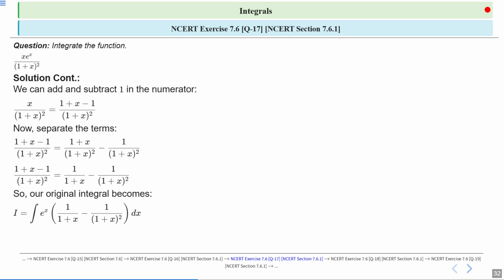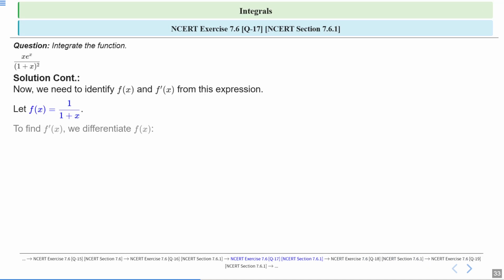Now we separate this as first term and second term. Now we have to choose which function we should take as f(x), and there must be its differentiation part, that is f dash x. So when we differentiate 1 by (1 plus x), we need to identify f(x) and f dash x. So let f(x) is equal to 1 by (1 plus x). And now we have to find f dash x. So we differentiate f(x) with respect to x.